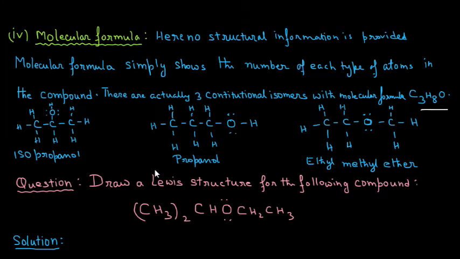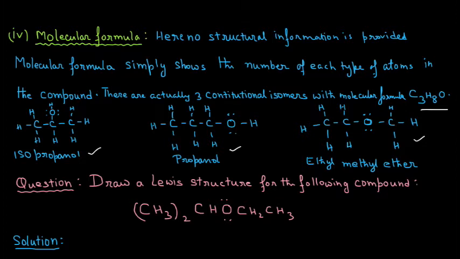Constitutional isomers are where the molecular formula is the same but the structural formula is different. So here C3H8O can be drawn as this structure, and its name is isopropanol. It can also be drawn as the second structure, its name is propanol, and it can also be drawn in the third structure, that is ethyl methyl ether.